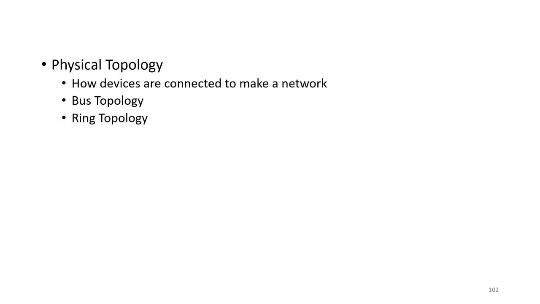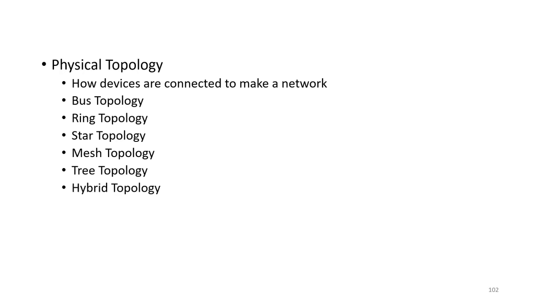Ring topology, where devices are connected in a ring-like fashion. Star topology, where devices are connected in a star-like fashion with the help of multi-station access unit. Then mesh topology, where each and every device is connected with each other. Tree topology, where devices are connected in a tree-like manner. There is one root node and sub nodes are there along with branches. And hybrid topology, that is combination of two or more topologies.